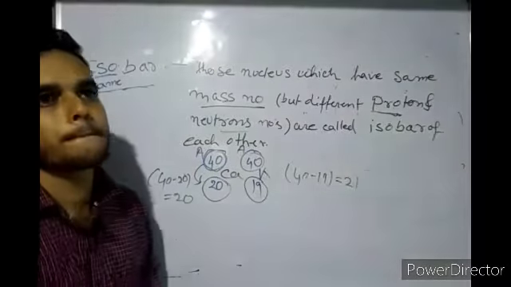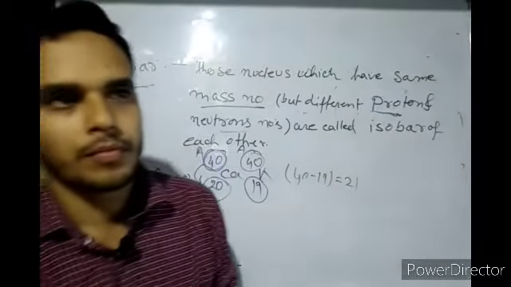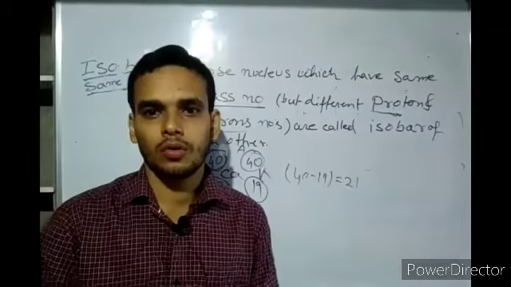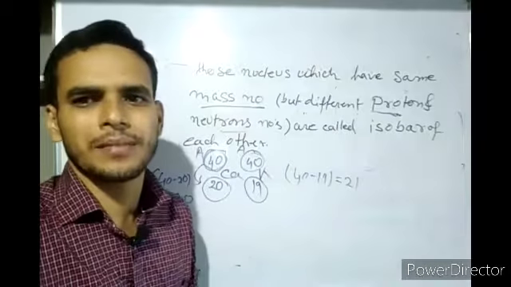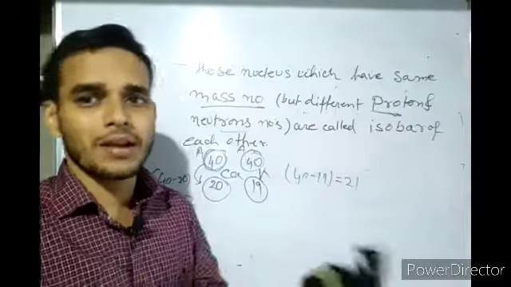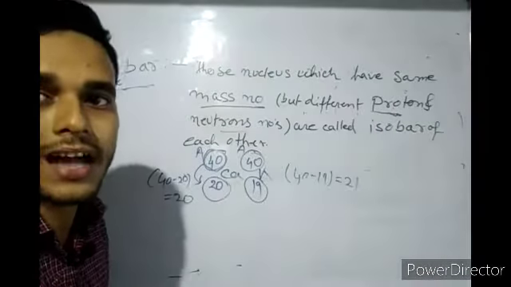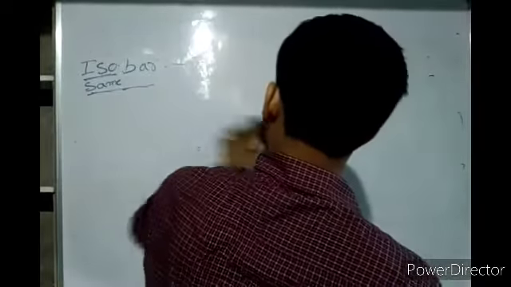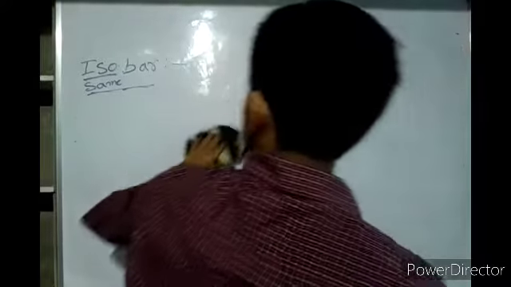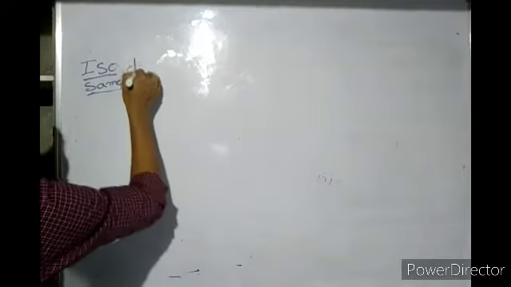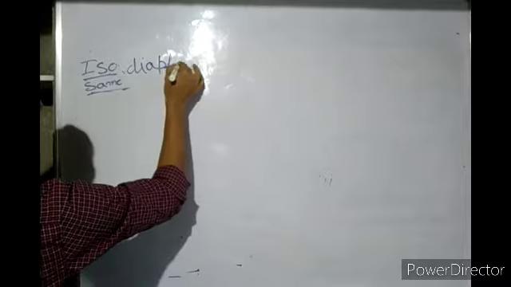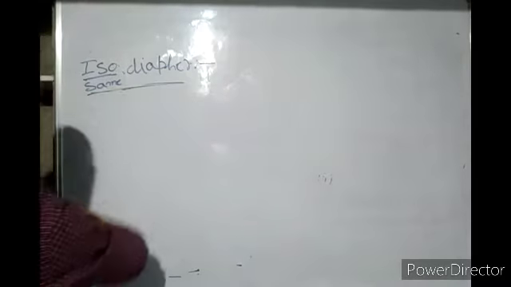Next we come to isodiapher. Iso means something is the same. Since the word iso is there, something is the same, but we can calculate that. But what is isodiapher?